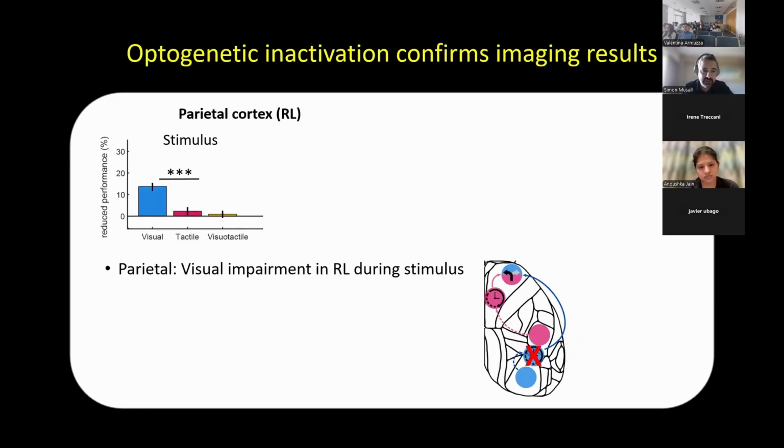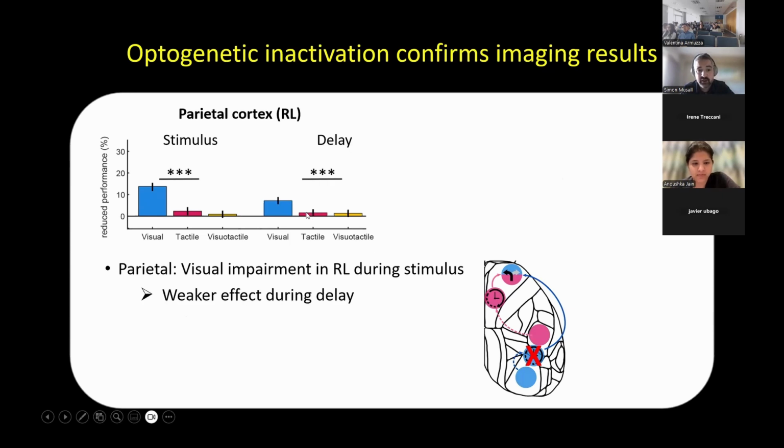And then we can turn back and do optogenetics on this. With the optogenetics, we can do inactivation of either this parietal area, where we then see a strong impact on the visual performance during the stimulus. Oh yeah, and there's a weaker effect when we turn to the delay. So this is in line with the idea that this is more sensory processing rather than choice.